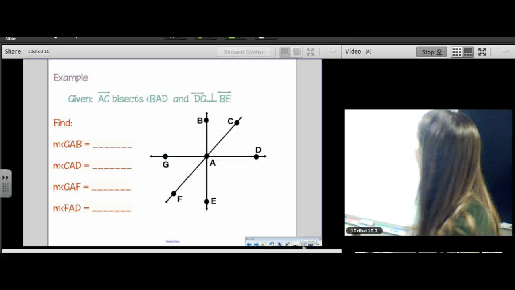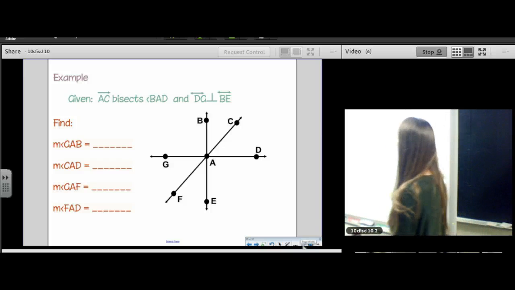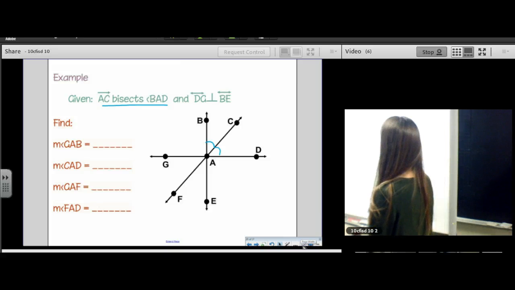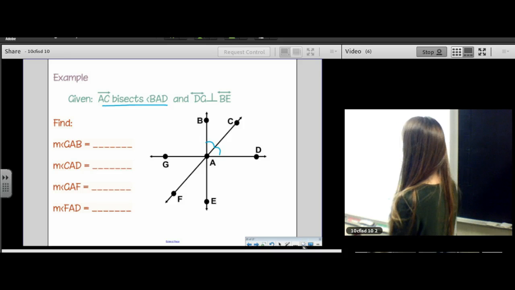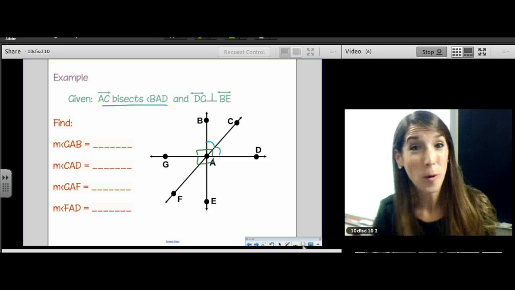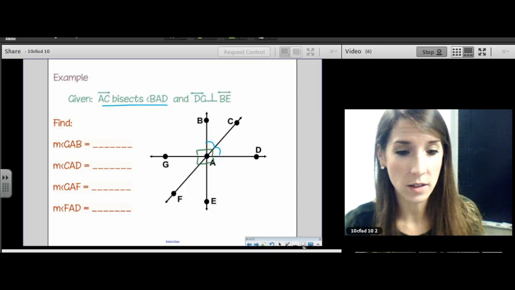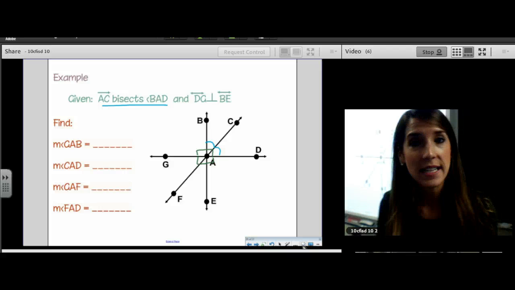All right, always mark your picture with the given information. AC bisects angle BAD. So I would immediately add arcs to my picture. DG is perpendicular to BE. So I would immediately add right angle markings. And you get to add 4 of them, because when two lines are perpendicular, you have 4 right angles.